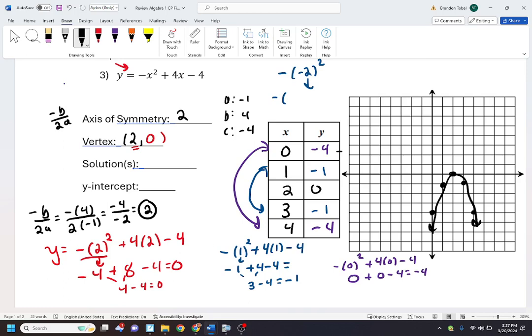You do negative then parentheses 1, close parentheses squared.